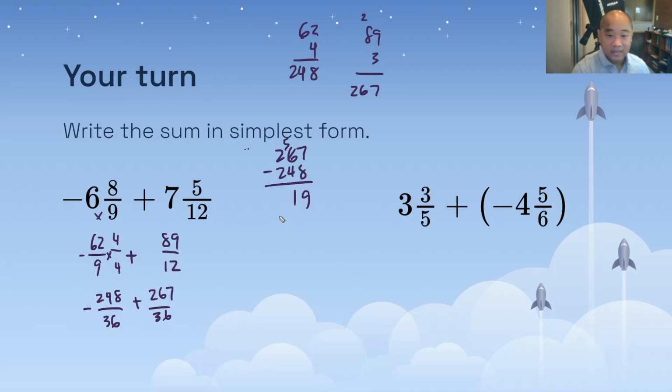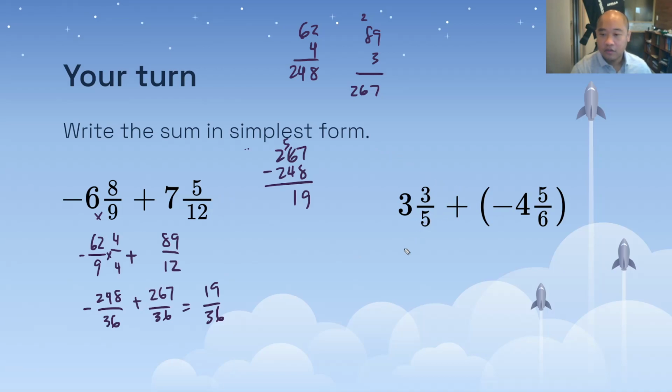So that gives you 19. And which one wins? 267 or 248? 267 is the bigger absolute value. So it's going to be a positive 19 over 36. 19 is a prime number, so there's nothing to reduce here.